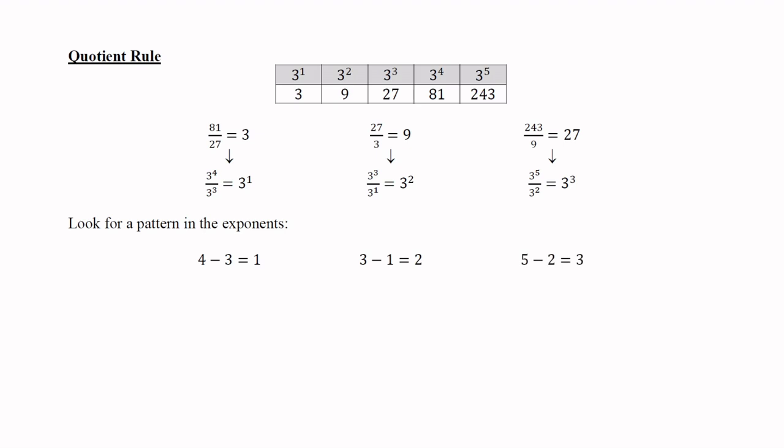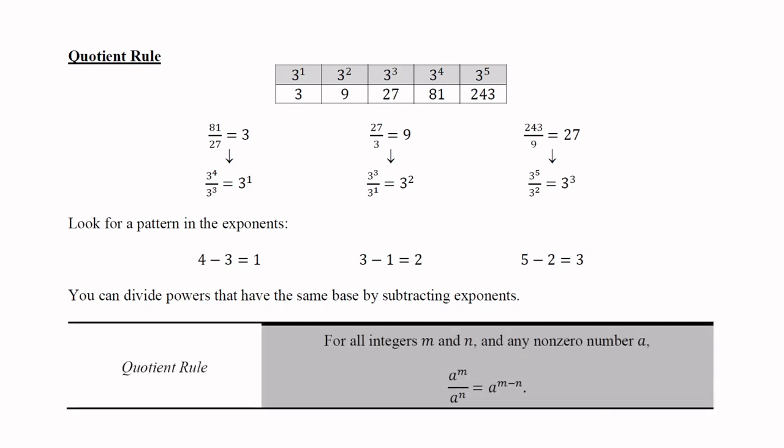That is also true. So you can divide powers that have the same base by subtracting the exponents. That is our quotient rule. For all integers m and n and any non-zero number a, a to the m divided by a to the n is equal to a to the m minus n.